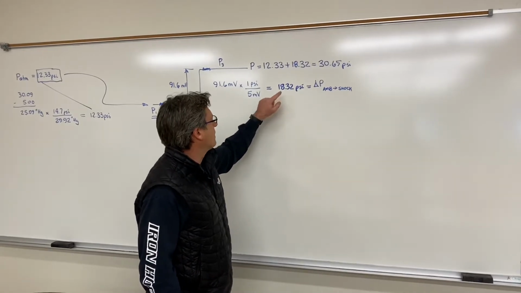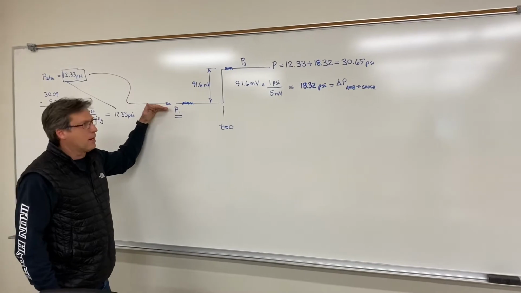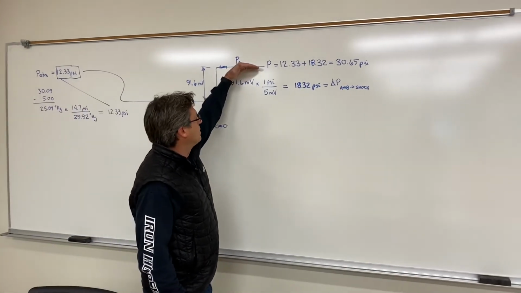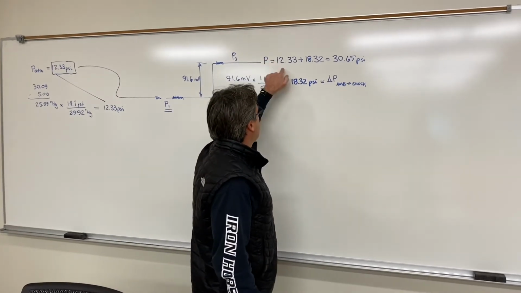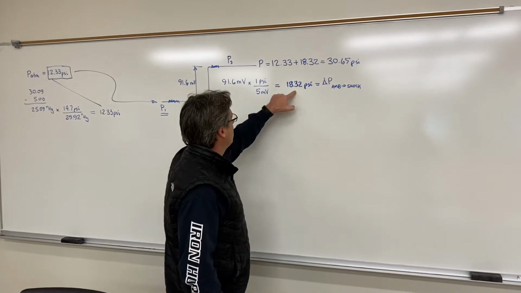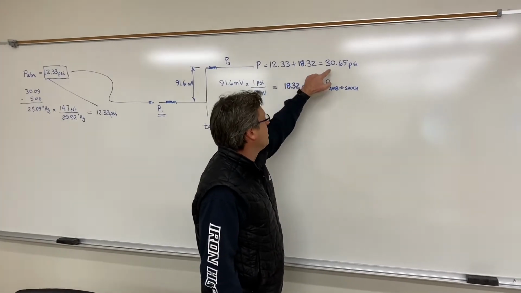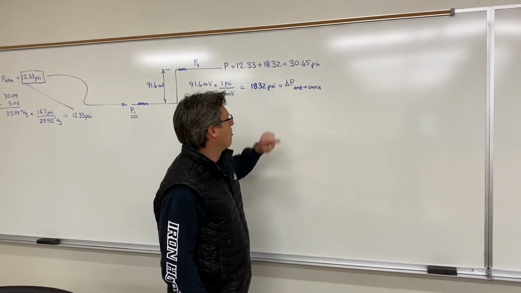So we can take that delta P and add it to the incoming pressure, P1, before the shock hits, to calculate what the pressure is downstream after the shock passes. And we do that here. This is our incoming pressure. We add to that this 18.32 PSI, do the delta, and we get a downstream pressure after the shock passes of 30.65 PSI.